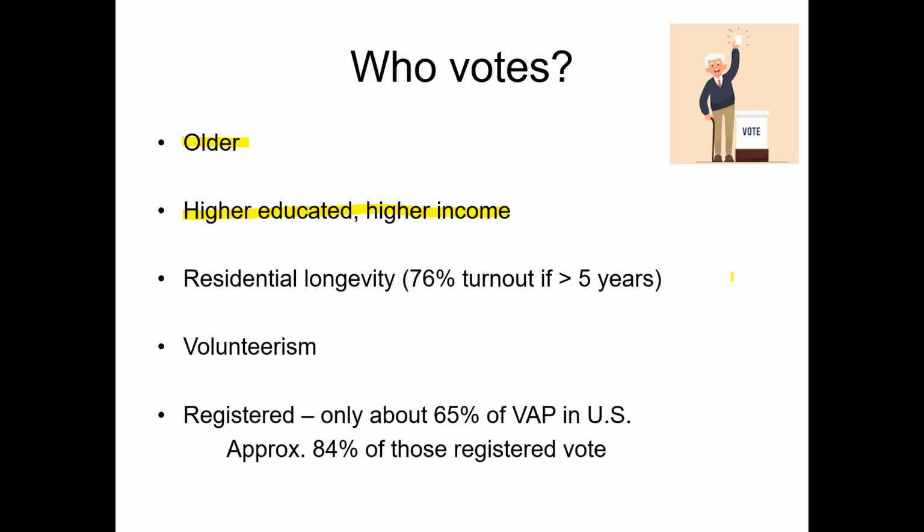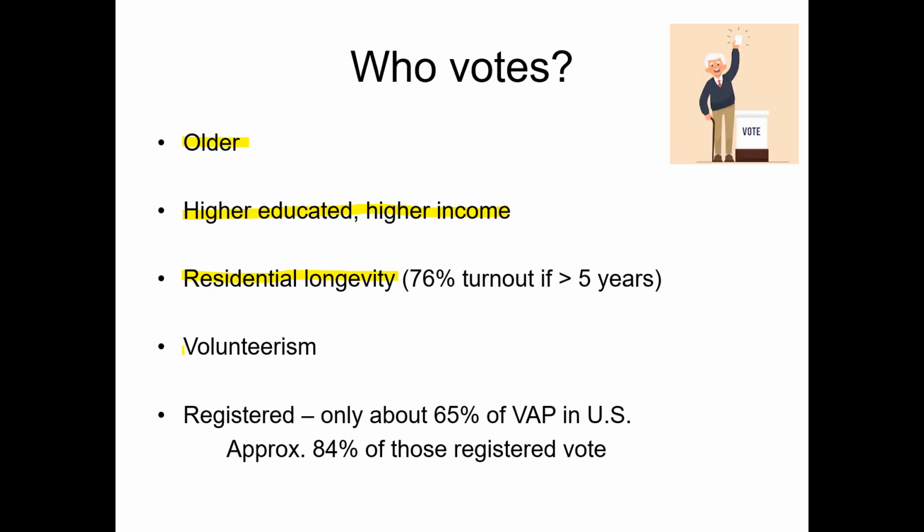That makes some rational sense because the more educated you are, the more likely you're to be aware of what's going on and more interested in voting. Higher your income, you may have more vested in society where it's in your best interest to know who's going to be doing this or that. So you might be more interested in voting. If you live longer in one place, what they call residential longevity, the turnout increases quite significantly if you've been living in the same place for more than 5 years. Again, that's just another reason for you to be more interested or vested in the community.